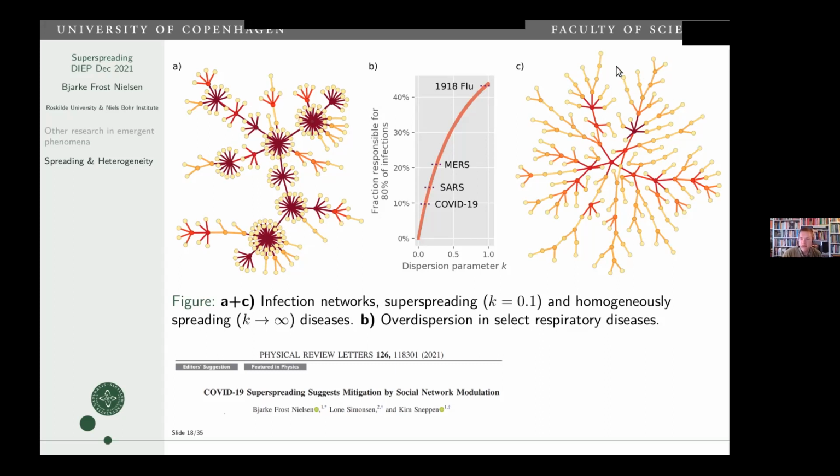And in the opposite extreme, taking this dispersion parameter k to infinity, so that means completely deterministic spreading, or at least Poissonian statistics in this case, then you get a tree structure that is much more democratic, where most people have a few offspring. But of course, both of these are finite outbreaks, so they have to end somewhere. So at the end of the branches, you will see that nobody infects anyone.